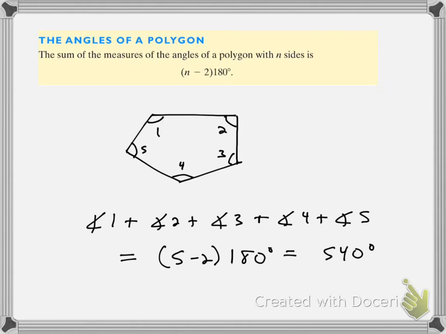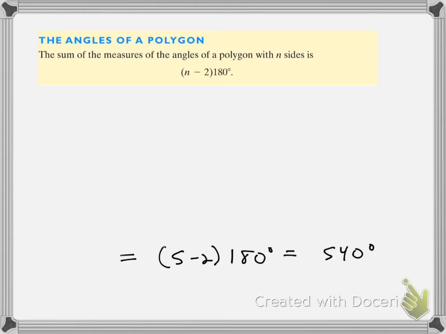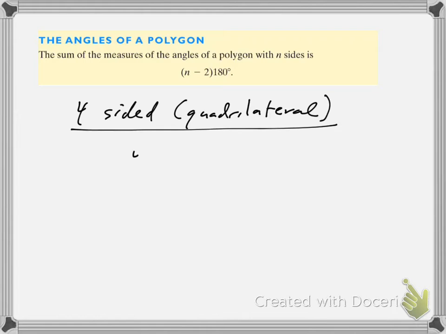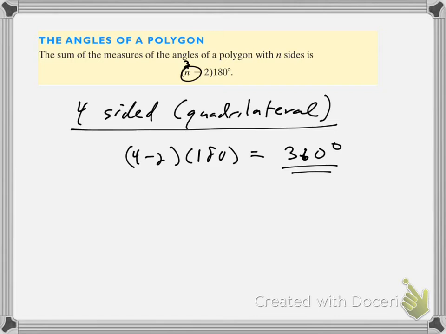So for a four-sided figure, we would expect that any four-sided figure, so a quadrilateral, it'd be 4 minus 2 times 180, which is 360. So the angles in a quadrilateral add up to 360. If you did a triangle, you'd put a 3 in here, so I'd get 3 minus 2, which is 1 times 180, which is 180. We already knew that for a triangle, the sum of the angles was 180.